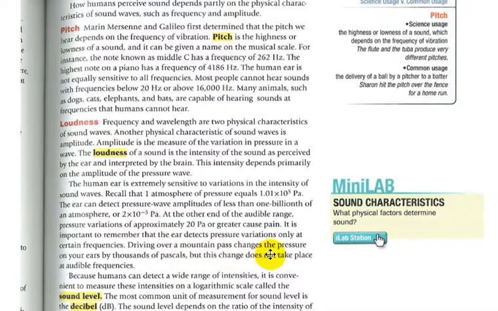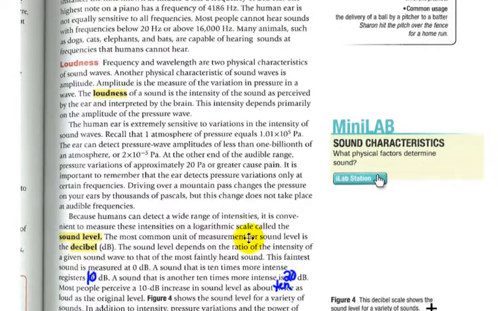Driving over a mountain pass changes the pressure on your ears by thousands of pascals. Pascal is a unit for pressure, by the way. But this change does not take place at audible frequencies. Because humans can detect a wide range of intensities, it is convenient to measure these intensities on a logarithmic scale called the sound level.